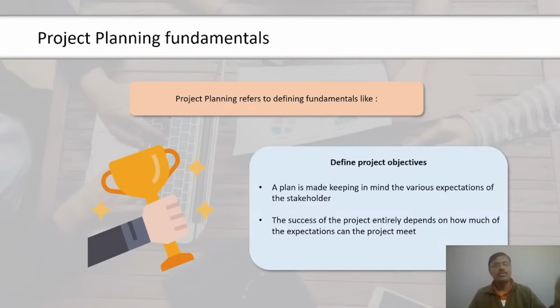Now, let us look at the matrix organization. It also has the advantage of better coordination and maximum utilization of resources. However, the disadvantage is the higher potential for conflict among the managers, which might lead to communication complexity and overhead management. In the next screen, let us focus on the comparison of project lifecycle and product lifecycle.